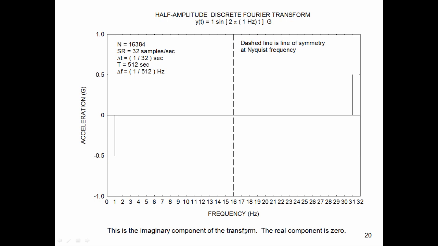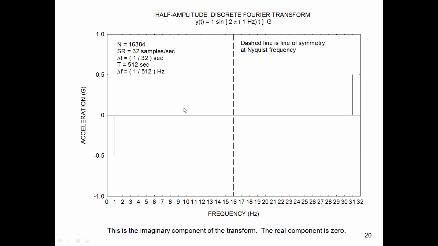Well, we note something here. We get 2 components, and again we're having this anti-symmetry thing for the imaginary Fourier transform. In this case, the anti-symmetry occurs about the Nyquist frequency. So we have half the amplitude deposited here at 31 hertz, and the other half of the amplitude deposited here at 1 hertz. So what does this tell us for engineers?